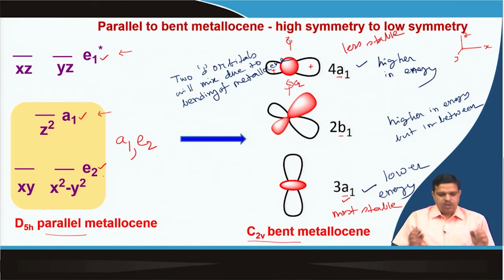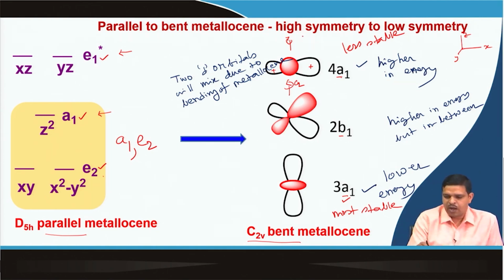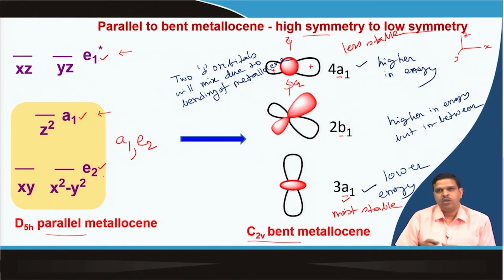Okay. So, you see when I am changing the symmetry from D5h to C2v, what I am doing? I am going from high symmetry to low symmetry. Then you will see that my set of 3 d orbitals is further splitting, and one is going to high energy, one is going to low energy and one is in between. So, I am now getting 3 orbitals with different energies.